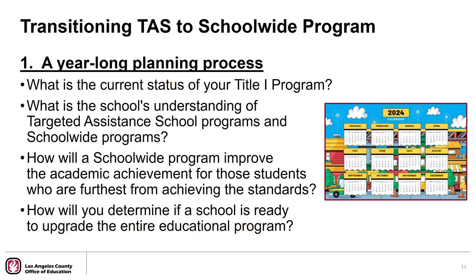So you would need to ask, what is the current status of the Title I program? What is the school's understanding of targeted assistance and school-wide? Do they understand the difference? How will a school-wide program improve the academic achievement for those students who are furthest from achieving the standards? And what is the expected outcome? And lastly, how do you determine if the school is ready to upgrade the entire educational program at that school?